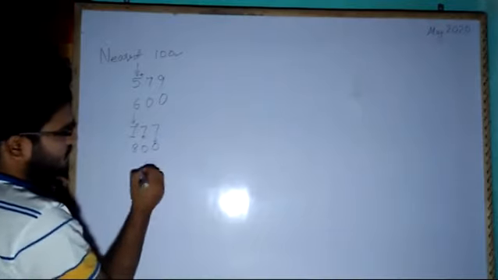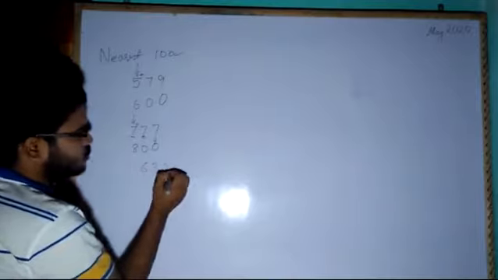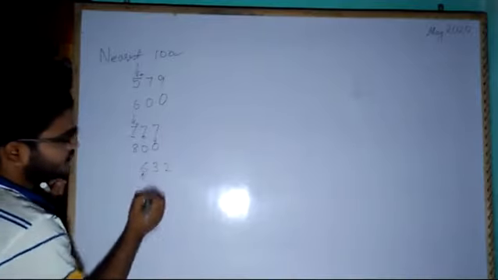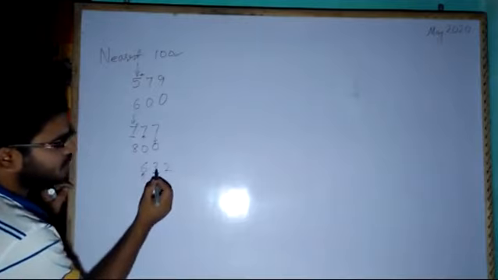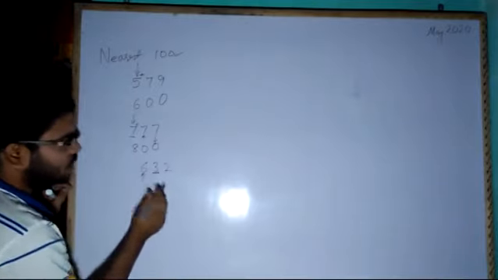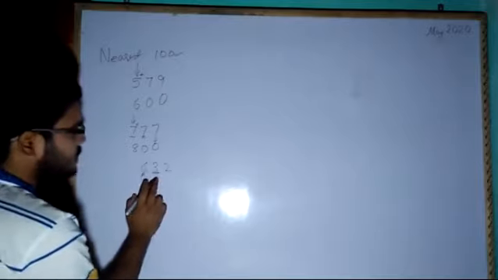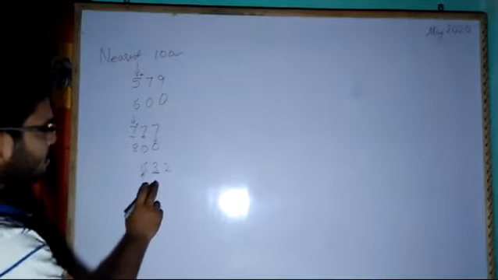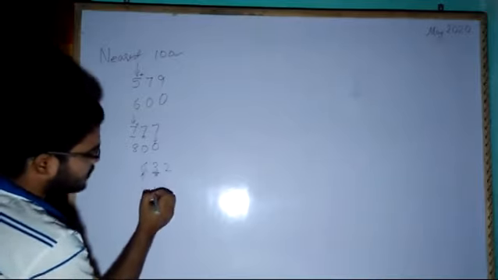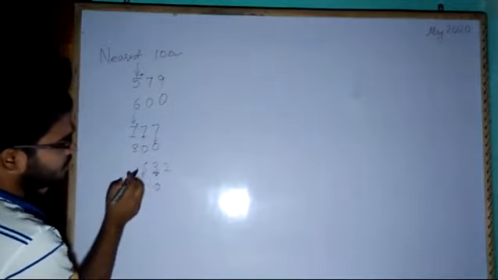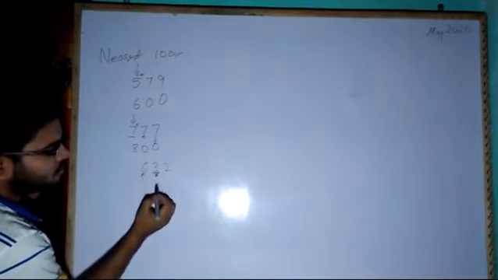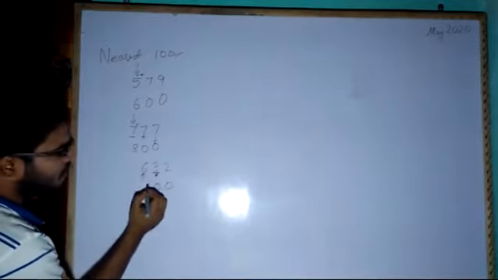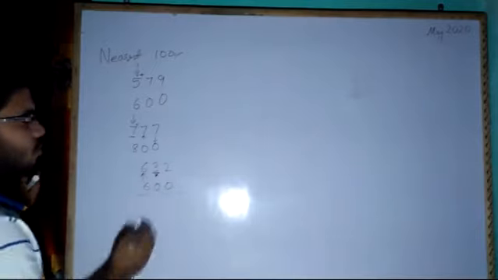Suppose I have 632. We have to go for the nearest 100. So for the nearest 100 we have to see the tens position. It is less than 5, so no need of changing this number. It will be replaced by 0. There won't be any increment in this number. There will not be any increase. Here this number will be replaced with 0. This number will be 0, and then 600. I hope it is clear.